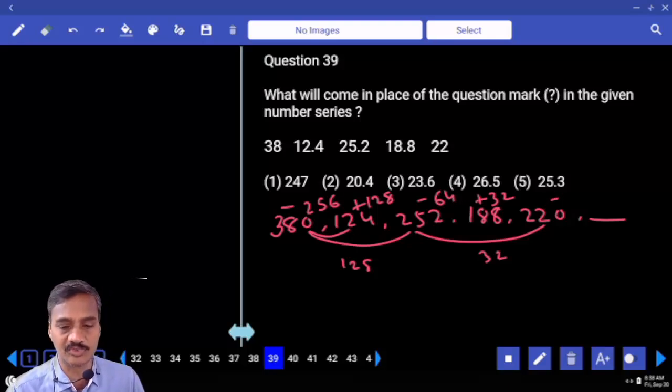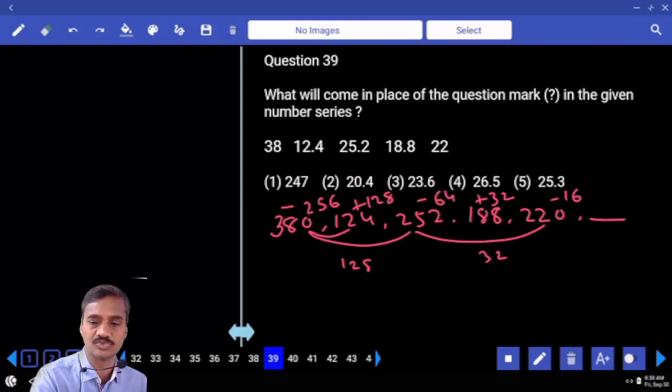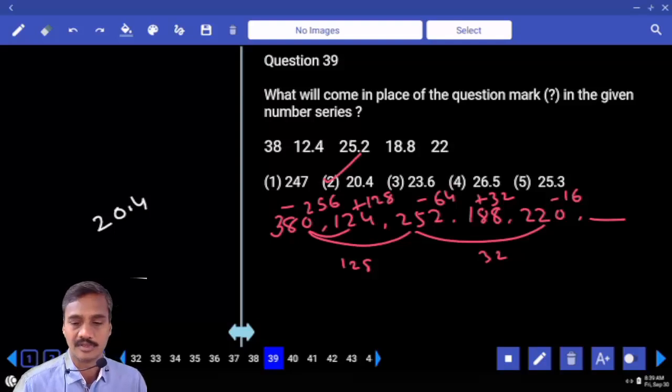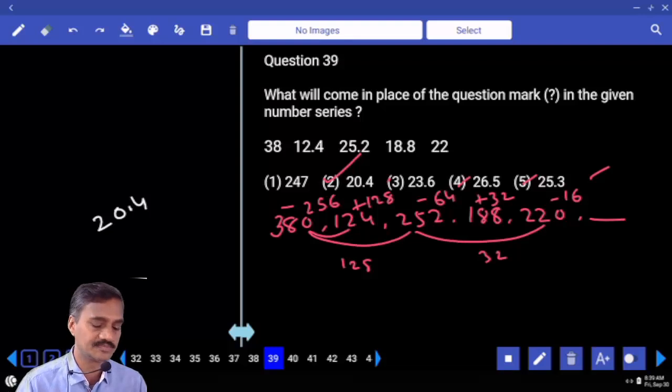256 divided by 2 is 128, divided by 2 is 64, 32, 16, and 220 minus 16, what is the number here? 204. Now 204 when divided by 10 is 20.4. Choice 2. Now the differences between the numbers are again powers of 2: 2 power 4, 2 power 5, 2 power 6, 2 power 7, 2 power 8.